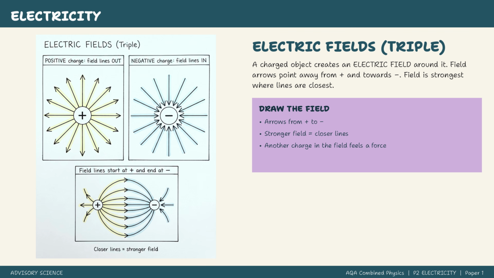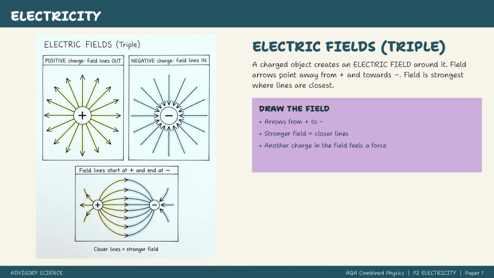Every single charged object generates an invisible electric field around itself. If you're asked to draw this field for a positive charge, you must draw the lines and arrows pointing straight outwards, away from the center. For a negative charge, draw the arrows pointing straight inwards.